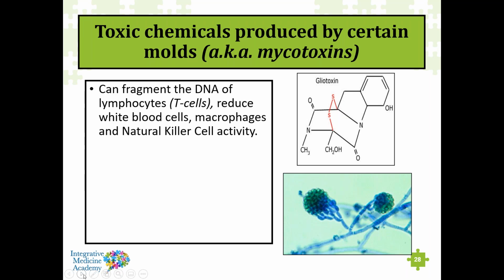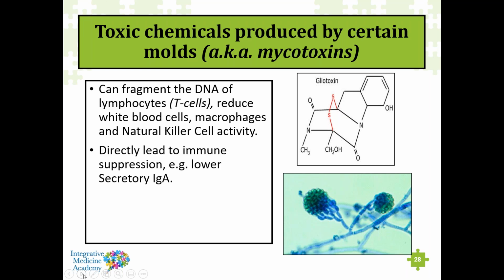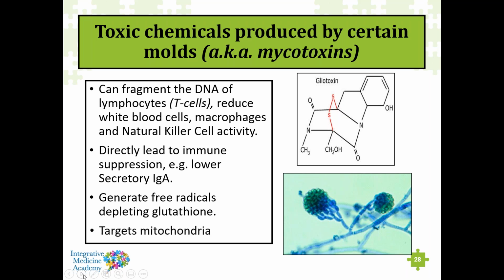These mycotoxins can be immune suppressive, so they can reduce white blood cells, they can decrease macrophage activity, they can inhibit natural killer cells, which are important in controlling cancer cells, for example, or cells infected by viruses. These mycotoxins can suppress secretory IgA. The lower secretory IgA we have in the gut, the greater chance there is for opportunistic pathogens to take hold. Many of these mycotoxins can generate oxidative stress and deplete glutathione. And some actually target mitochondria, so they're known to contribute to mitochondrial damage.